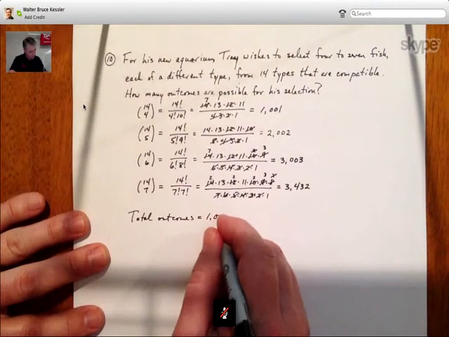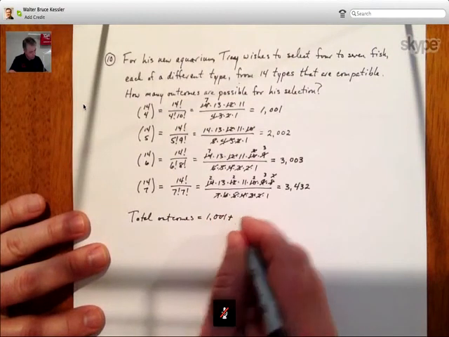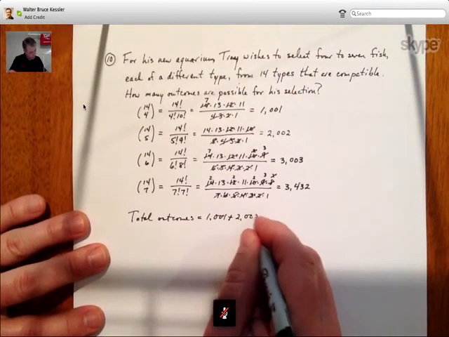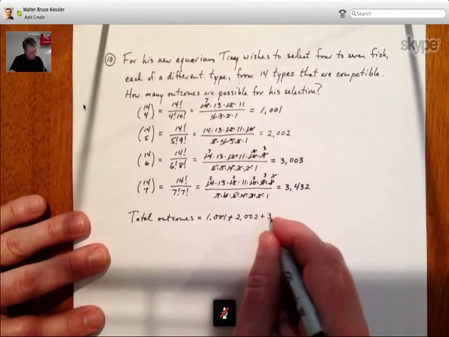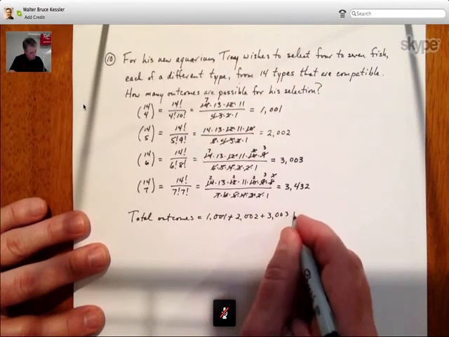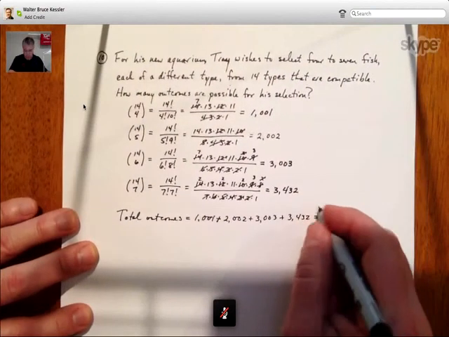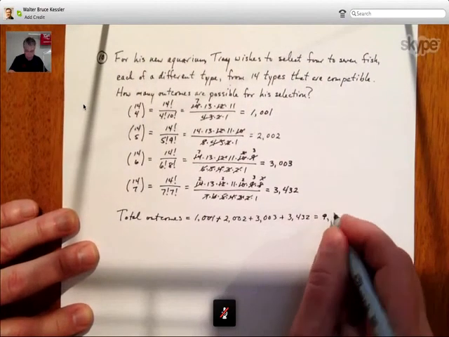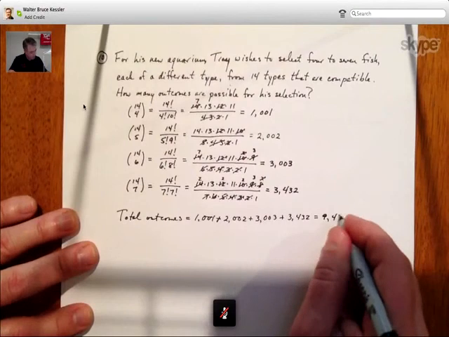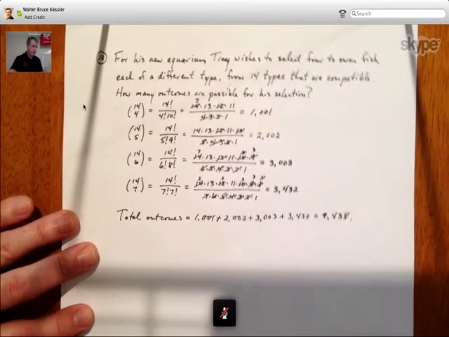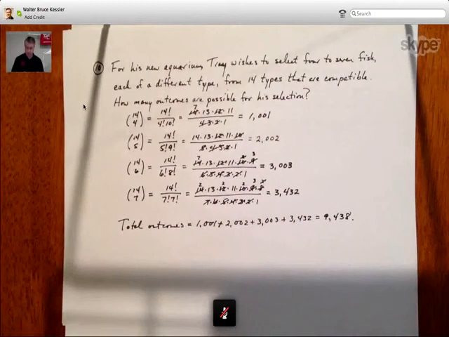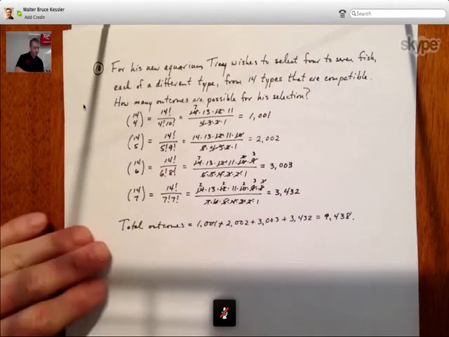Okay, so then the total outcomes, we just add these things up. And I believe that number is 9,438 if my calculator and my hand here are on track. Okay.